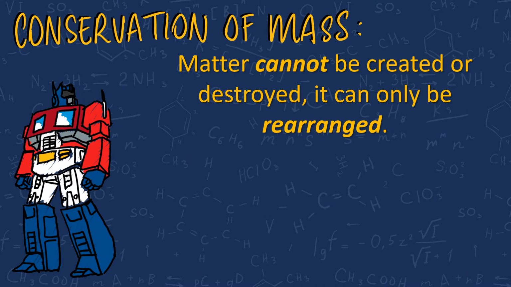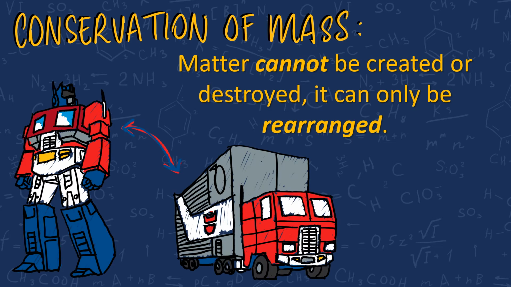Okay, conservation of mass. The definition of the conservation of mass is that matter cannot be created or destroyed. It can only be rearranged. So if you have an equation with copper on the reactant side, it's not going to suddenly disappear on the product side. Copper needs to be there somewhere still. So matter can't be created or destroyed, it can only be rearranged. I want you to write that down because that's really important. Conservation of mass, it can't be created or destroyed. It can only be rearranged.